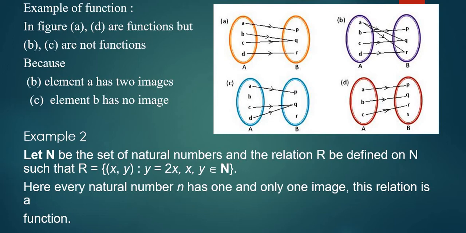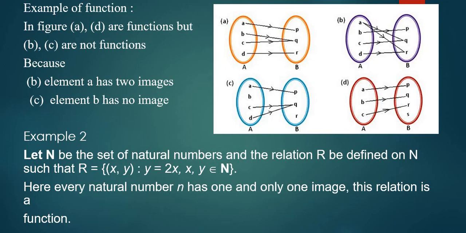Let capital N be the set of all natural numbers and a relation be defined on N as R equal to the set of all ordered pairs (x, y) such that y is equal to 2x, where x and y are natural numbers. Let us consider examples. When x is equal to 1, we get y is equal to 2. For x equal to 2, we get 4. For 3, we get 6. That is, the relation is (1, 2), (2, 4), (3, 6), (4, 8), (5, 10), and so on.